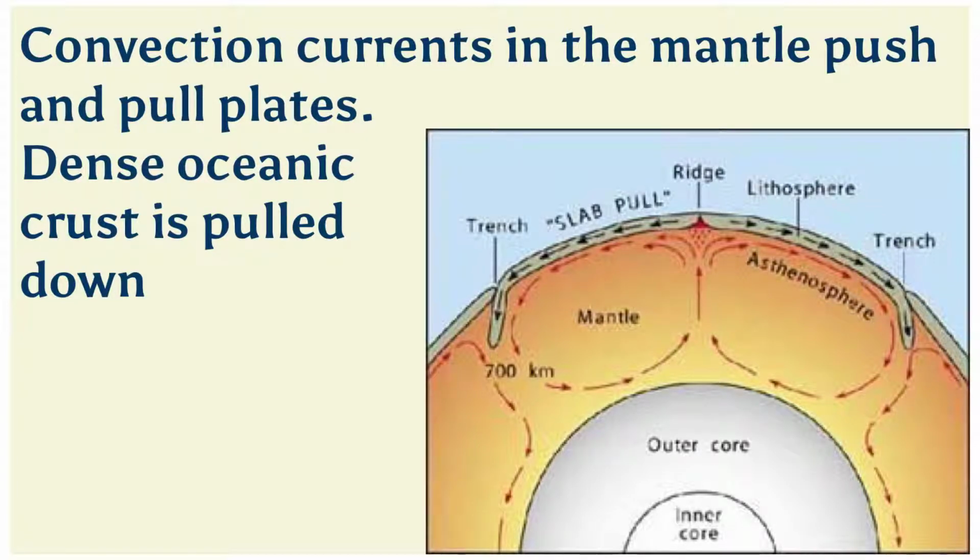And also, which supports and adds to this same idea, is that the dense oceanic crust is going to be pulled down just due to gravity. So in places where you have oceanic crust, that crust is going to be a lot denser than the continental crust. So anywhere that's happening, that denser crust will be pulled down or assisted because of the gravitational force pulling it down.